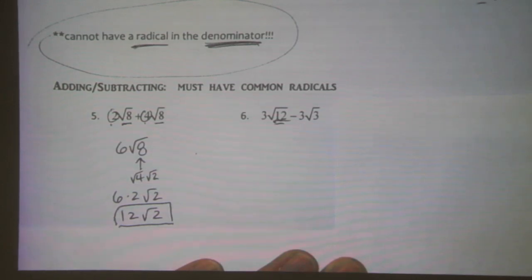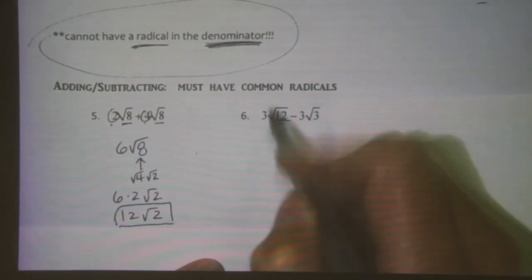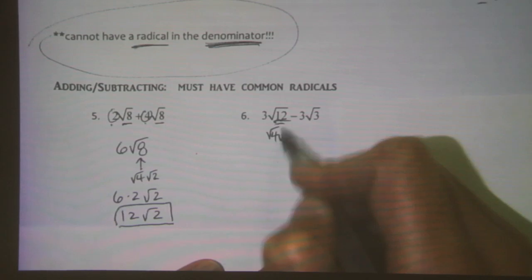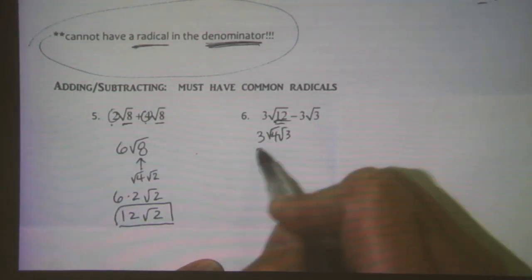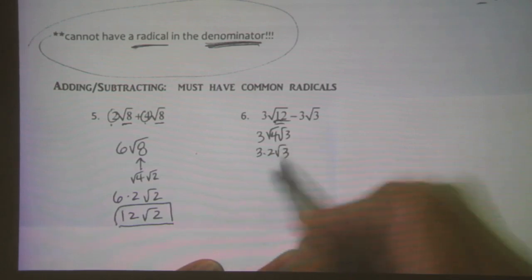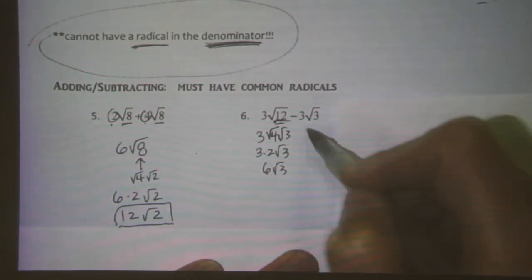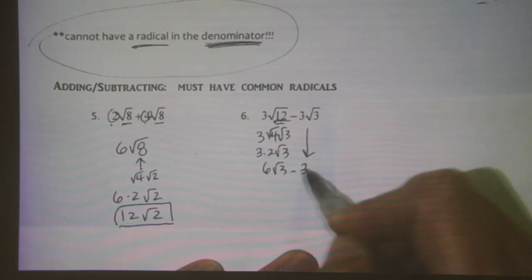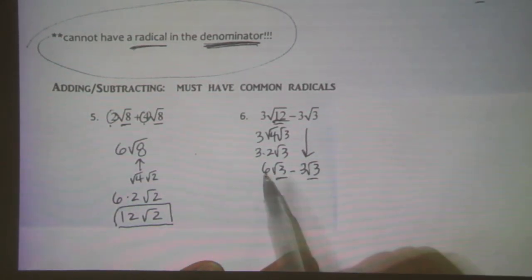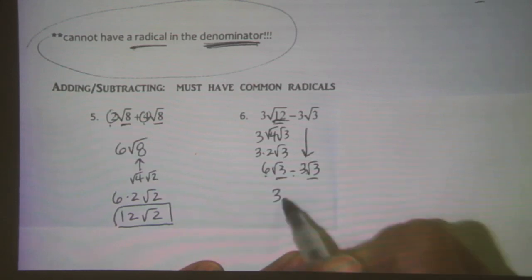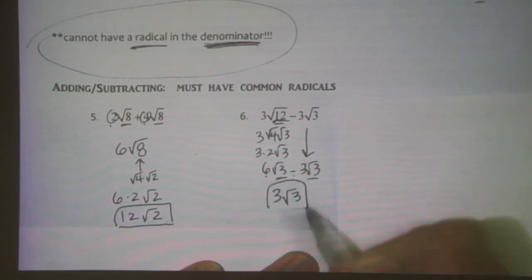Square root of 12, it's got a perfect square in it, it's 4. This breaks down into root 4 and root 3. Don't forget about the 3 that was on the outside. So you've got 3 times 2 root 3, or 6 root 3. Let's bring down this guy, negative 3 root 3. I now have like radicals. So 6 minus 3 is 3, and then that radical 3 comes along for the ride.